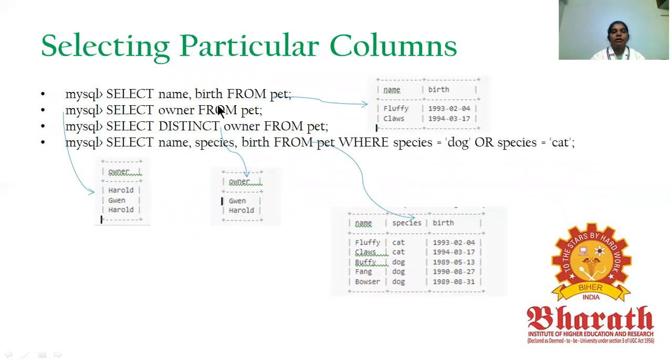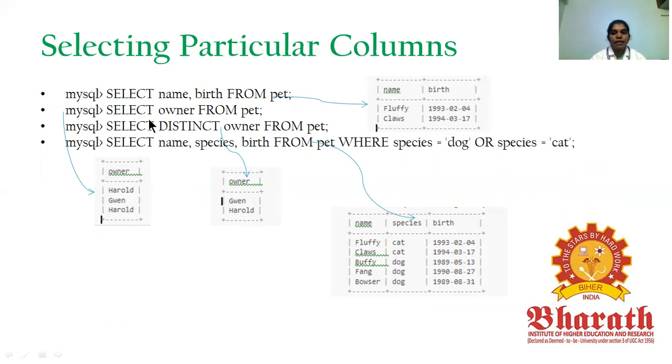Select name comma birth from pet. What attributes am I going to retrieve? Only 2, name and birth, from the table pet. Now look at the answer. This is the answer for the query. It only retrieves name and birth from the table pet.